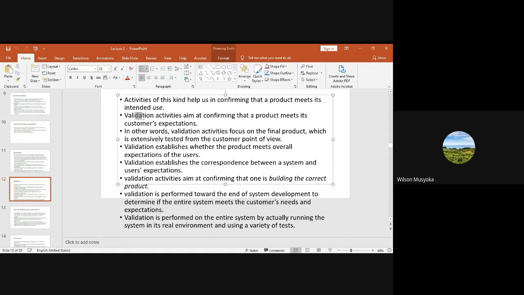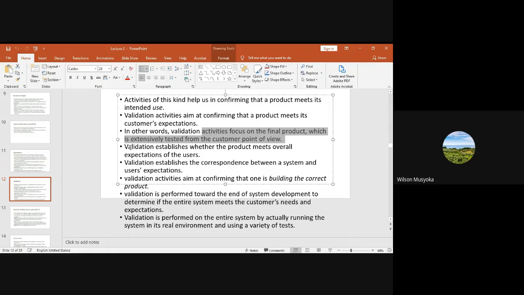The validation activities aim at confirming that the product is meeting its customer's expectation. In other words, these activities are focusing on the final product, which is extensively tested from the customer's point of view. And when we are looking at validation, we are establishing that the product is meeting its overall expectation, and the user will be satisfied when they are using the product or when they are actually executing the software program as it were. Validation will also establish the correspondence between the user and the system.